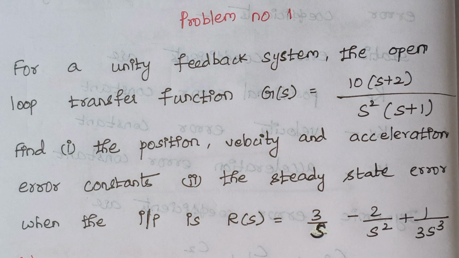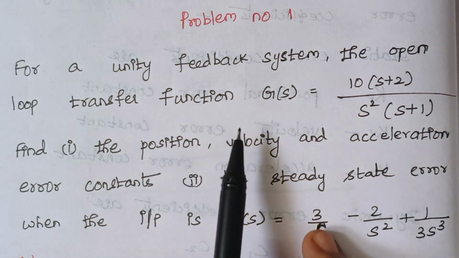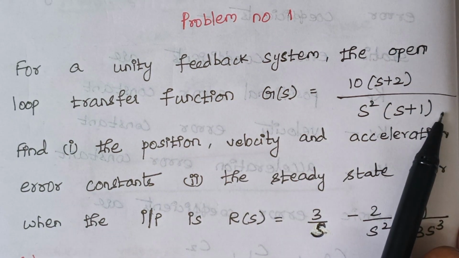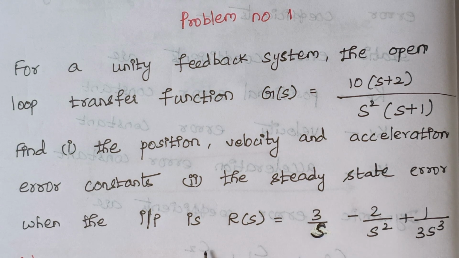Today we are going to see the rest of this problem number 1, which comes under the category of steady state error. And the problem is: for a unity feedback system, the open loop transfer function is given like this. Here we are going to calculate the steady state error when the input is R of s, which is equal to 3 by s minus 2 by s square plus 1 by 3s cube.